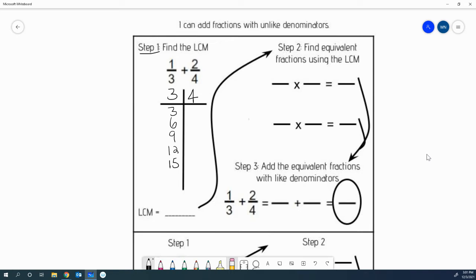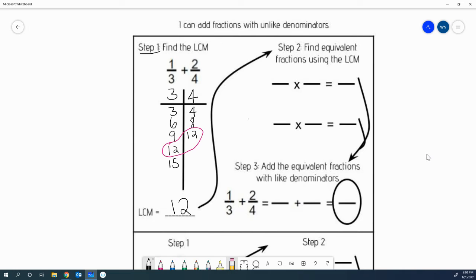Let's go ahead and do the same thing with number 4. Remember, if you need more time to write, you can always pause the video or back it up. So 4 times 1 is 4. 4 times 2 is 8. 4 times 3 is 12. Oh, look. There it is. I hope you caught it. There's our least common multiple right there. And I gave you a blank down here. I want you to write your least common multiple is 12. 12 is that least common multiple between 1/3 and 2/4.